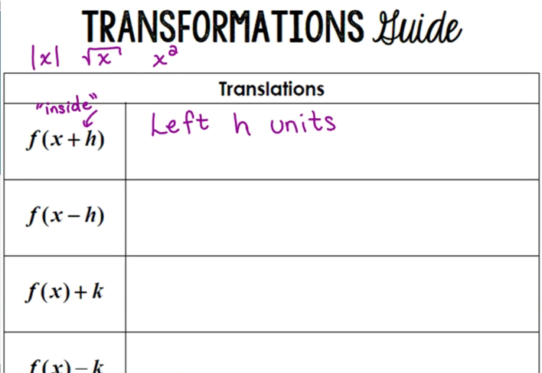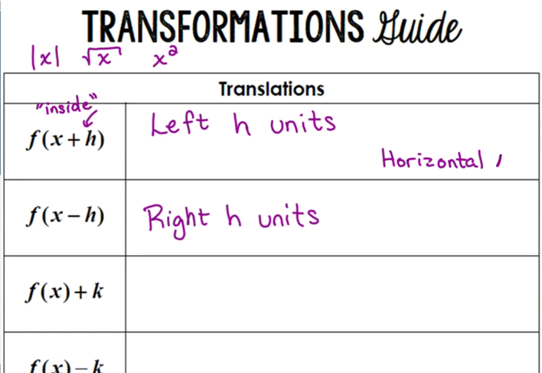All right. So this is inside of our function, absolute value, square root, squared. It's going to move it left h units. When it's minus, it's going to move it right. Okay. So horizontal changes, I like to think of it this way. Horizontal changes, I'm going to use a delta. Okay, delta represents change, in case you haven't had a science class where you've used that before.